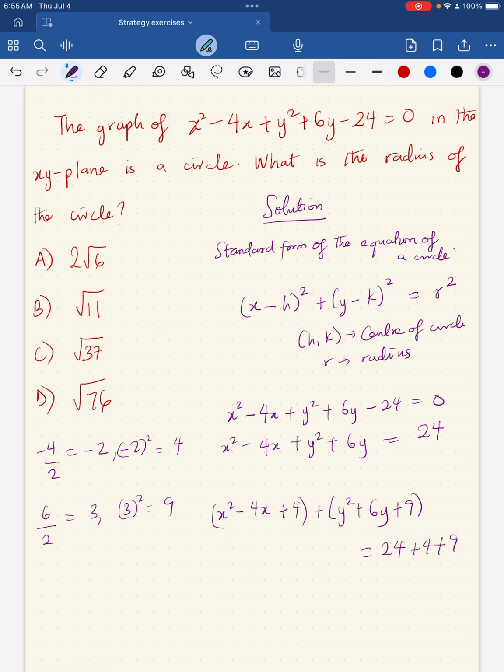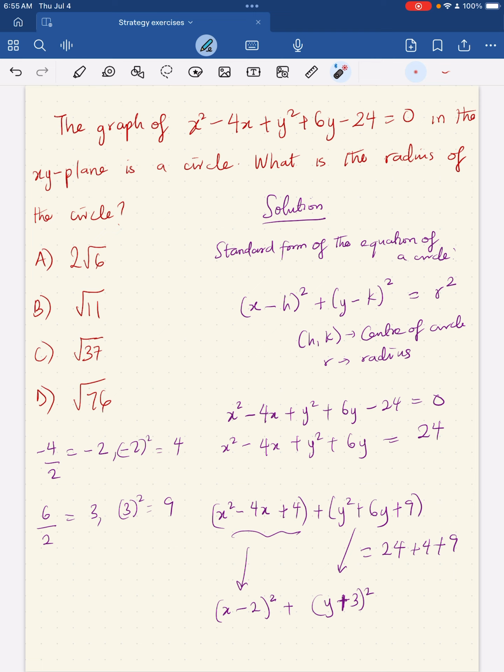So now this becomes (x minus 2) squared, and this becomes (y plus 3) squared. The hint is, look at it here, negative 2 and 3. You see, if you expand this, you're going to get this back. If you expand this, you're going to get this back. All right, so (x minus 2) squared plus (y plus 3) squared equals 37.